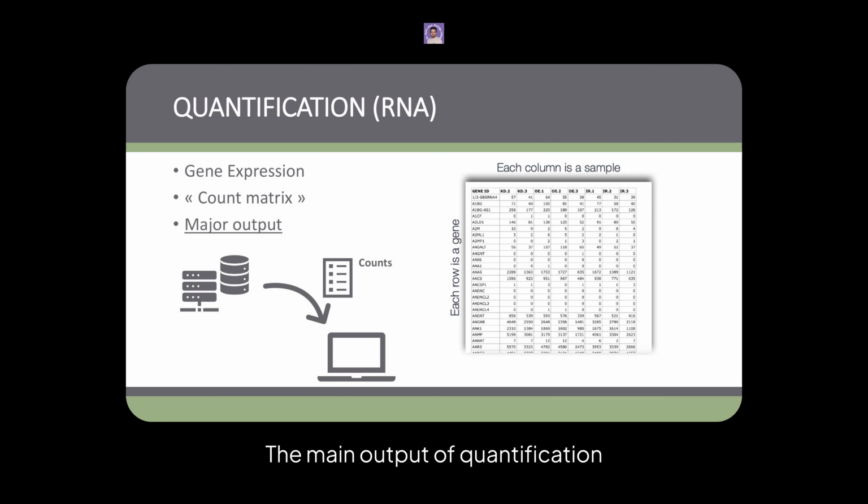The main output of quantification is a count matrix. Each row corresponds to a gene and each column to a sample. The entries are raw read counts. This matrix is the central input for all subsequent statistical analyses, including normalization and differential expression testing.